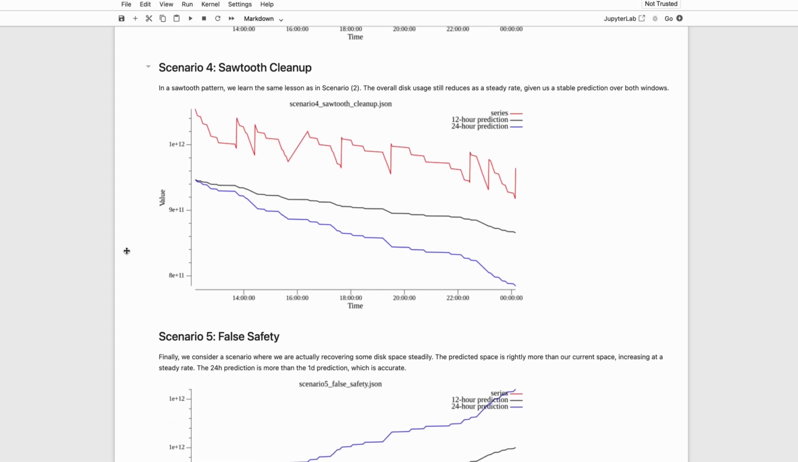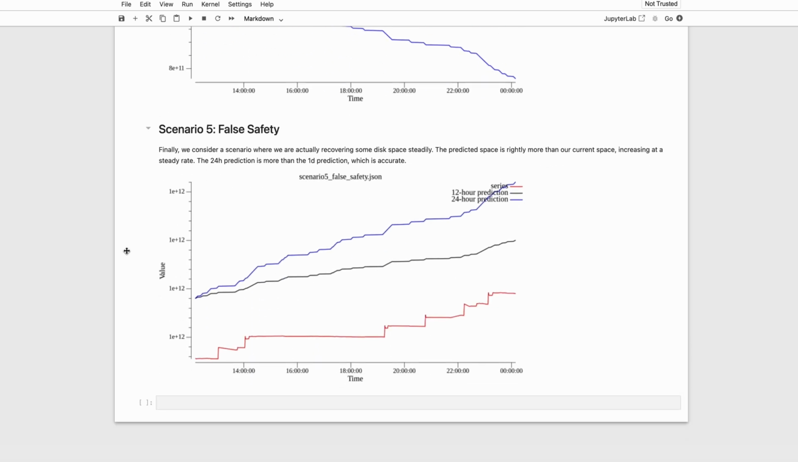For the sawtooth pattern, we have a similar conclusion to scenario 2. Even with the sharp spikes and dips, the overall space is still decreasing at a steady rate. And finally, I have included an example where the available disk space is actually increasing at a steady rate. There are no surprises there. This concludes our exploration of predict linear for now. Please let me know if you have any questions in the comments.